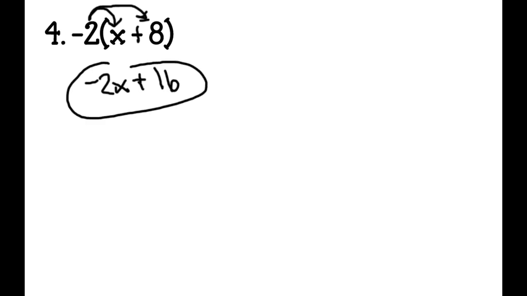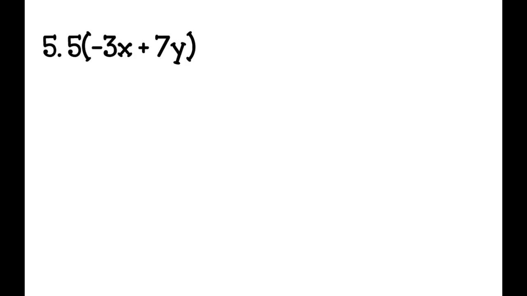Number 4, I have -2 times the quantity of x minus 8, so I add the opposite, and I have x plus -8, so I take -2 times x, which is -2x, and then I take -2 times -8, and a negative times a negative equals a positive, so I have -2x plus 16. They cannot be combined, so I circle it, and I am finished.